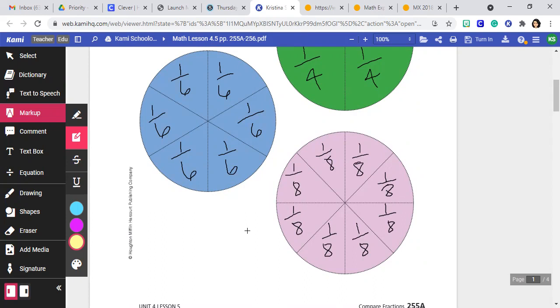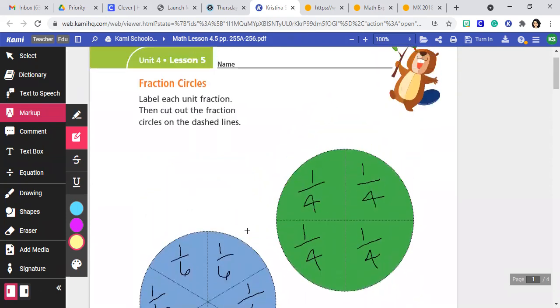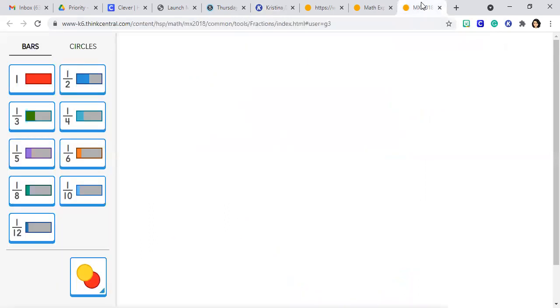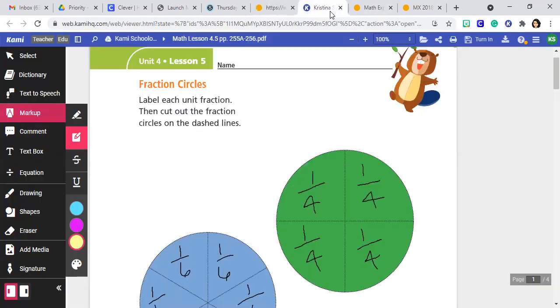If you have this page available, label each unit fraction for yourself, pause the video, then cut out the fraction circles on the dashed line. If you don't have this page available and you're going to be using your eye tools, pause the video and open up eye tools. I'm actually going to drag my page a little bit closer here at the top.